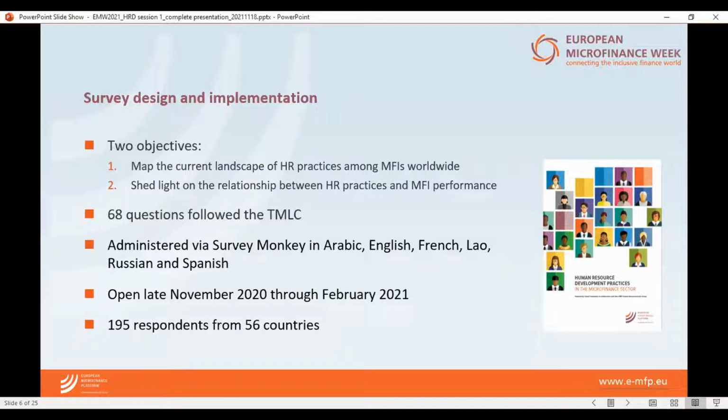The first one was to map current practices among MFIs worldwide. And the second was to shed some light on the relationship between those practices and MFI performance. The survey wasn't designed to prove causality or to measure the strength of specific relationships. It was designed to explore each stage of the talent management lifecycle that Elizabeth just described, and to investigate whether there were some HR practices that seemed to impact MFI performance more than others. If we found interesting relationships, then more rigorous research could follow.